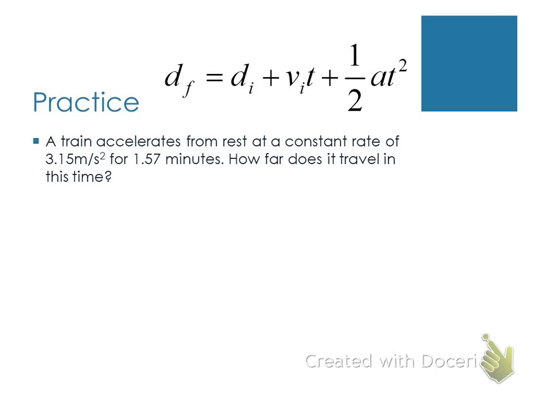Okay, let's try one with this equation. A train accelerates from rest at a constant rate of 3.15 meters per second squared for 1.57 minutes. How far does it travel in this time? Okay, so get written down what you need to.